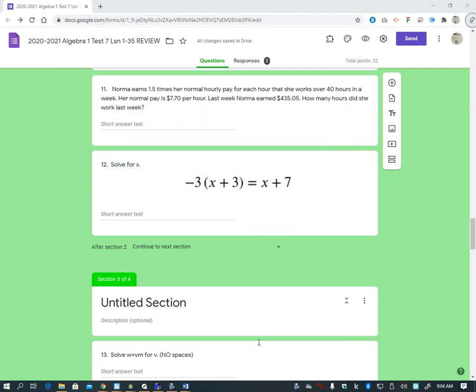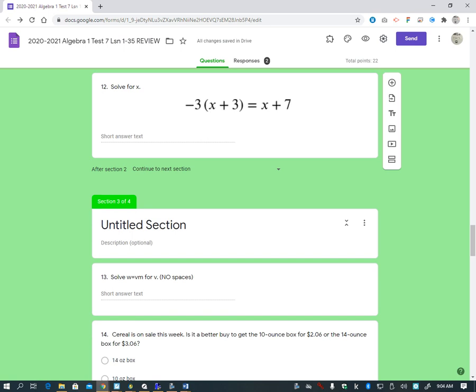All right. Number 12. Solve for x. First step is what? Distributive property. What am I distributing? Negative 3 to x? Oh, in the 3. Okay. So negative 3 times x is negative 3x. And negative 3 times 3 is negative 9. Okay, so we'll bring everything else over.